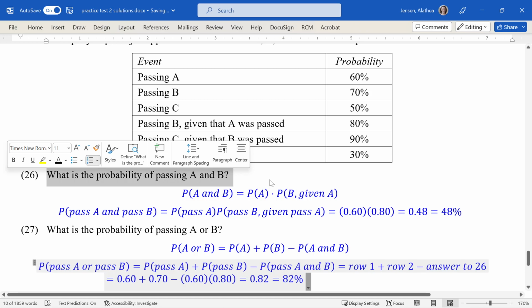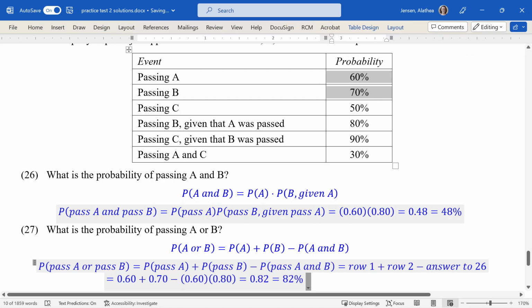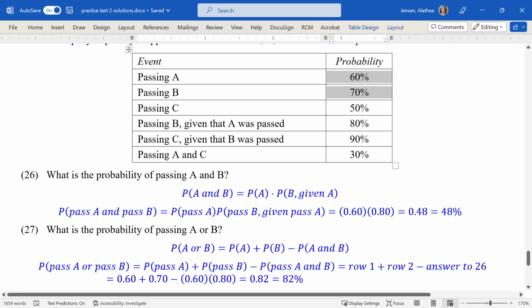So we would expect the answer here for passing both of the A and B tests to be lower than either one by themselves, which it is. 48% is lower than 60 and it's lower than 70. Now the other way around, passing one of these or the other should be easier than passing either one by itself. You have a greater chance of passing A or B than just passing B or just passing A. So this 82% is higher than both of these numbers. It's just a quick logic check you can use.